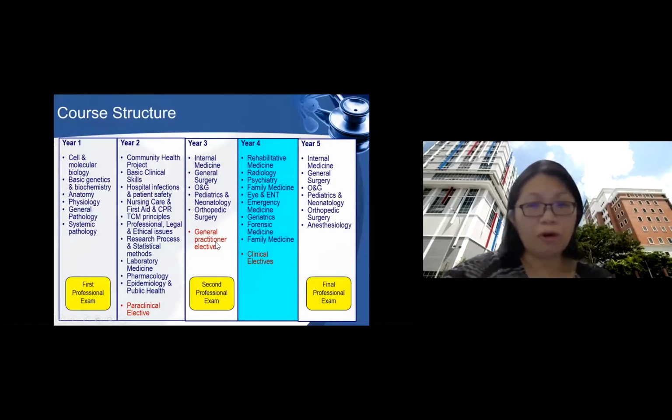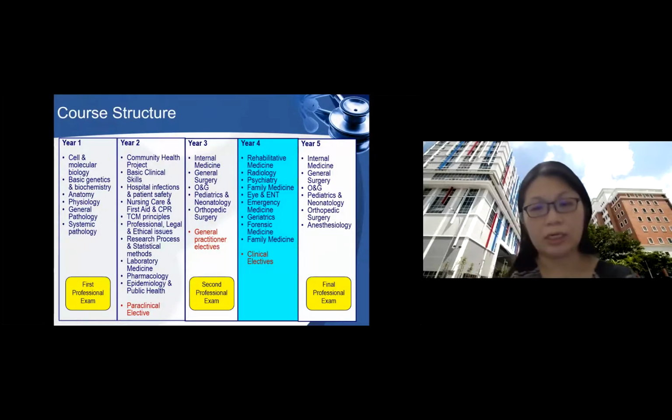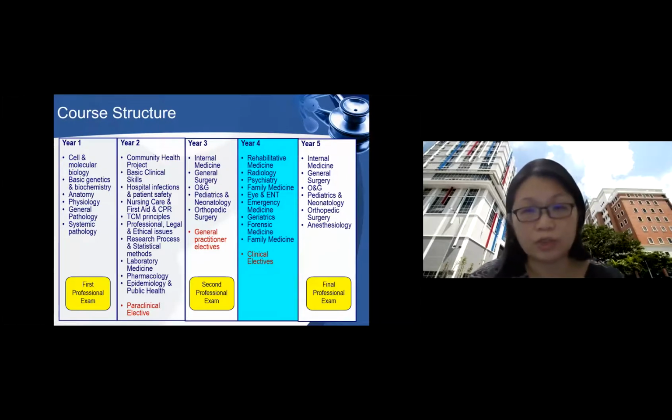And year 4 is considered sub-specialist training, and altogether they have 11 postings on these different sub-specialist topics, including rehabilitation medicine, radiology, emergency medicine, and etc.